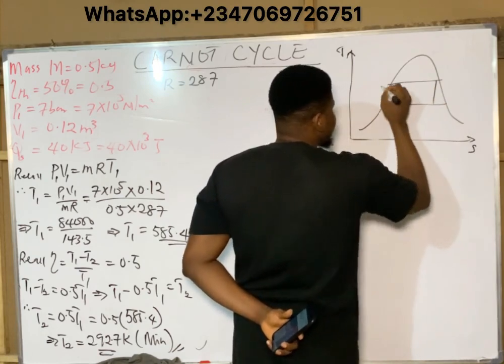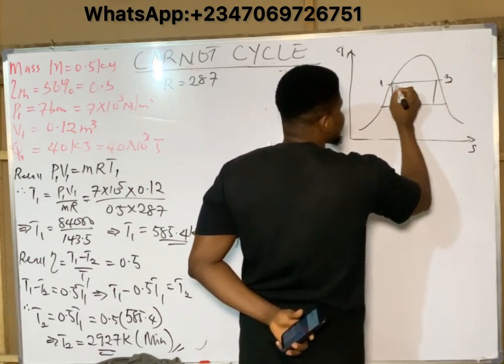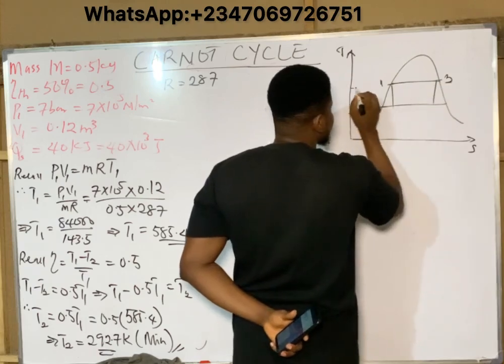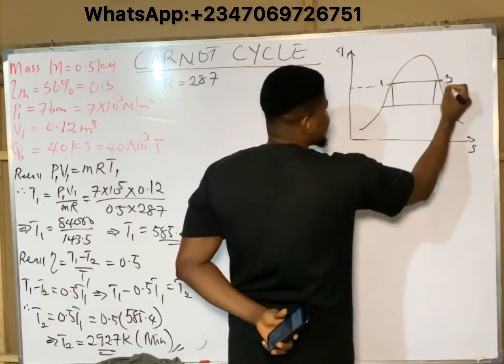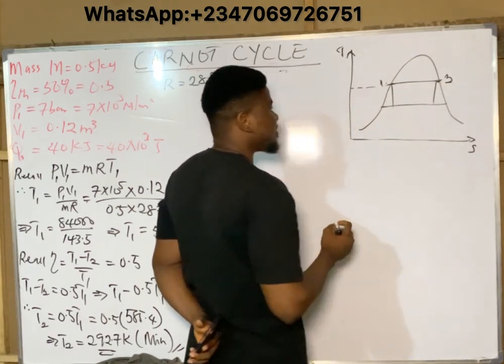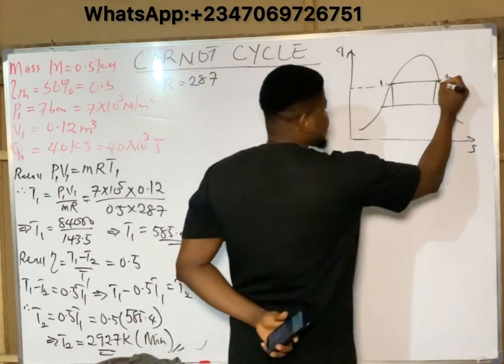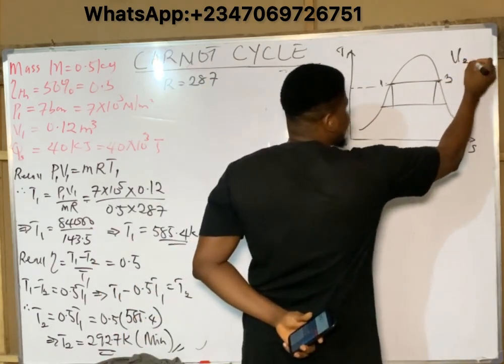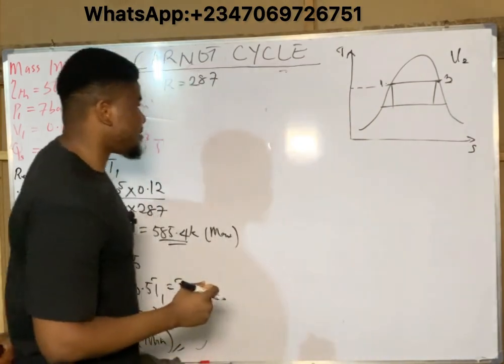Okay. Now this is state 1, this is state 2. This is the end of isothermal expansion. Isothermal means constant temperature. So this is the end because this is where heat is supplied, and during heat supply we have expansion. So the end is V2, at state 2. So we're asked to find V2, the volume at the end of isothermal expansion.